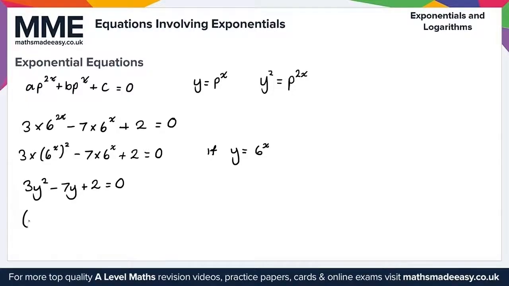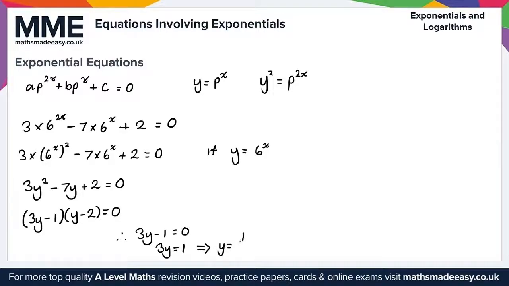What we get here is 3y minus 1 times y minus 2, and this is all equal to 0. So in that case, what we get now is 3y minus 1 equals 0, so therefore 3y is equal to 1, which tells us y is equal to a third. What we've also got here is y equals 2.